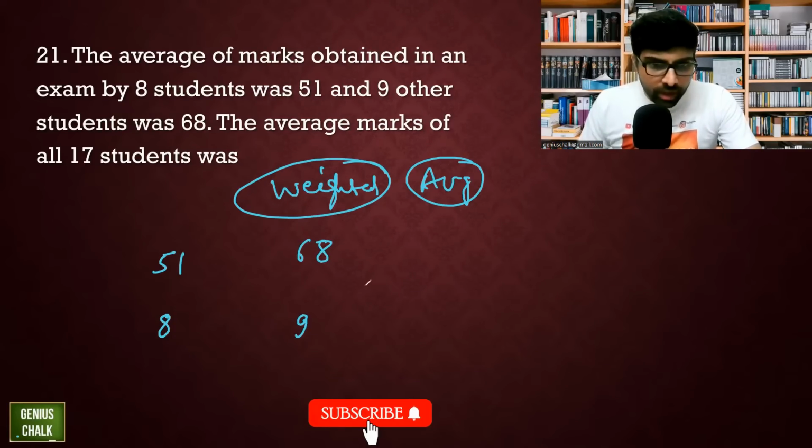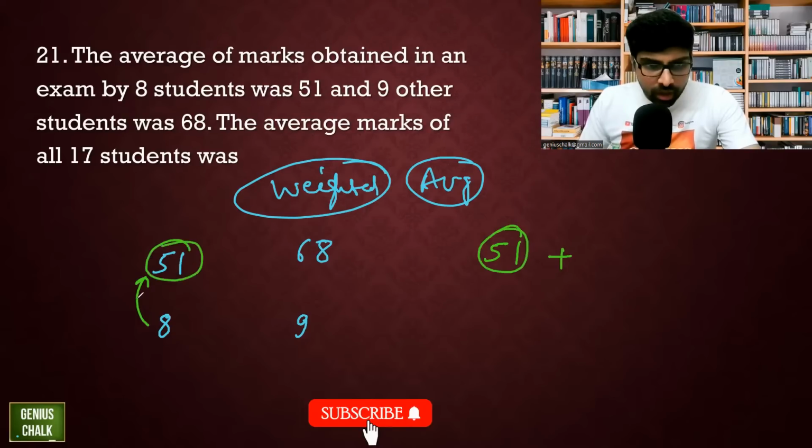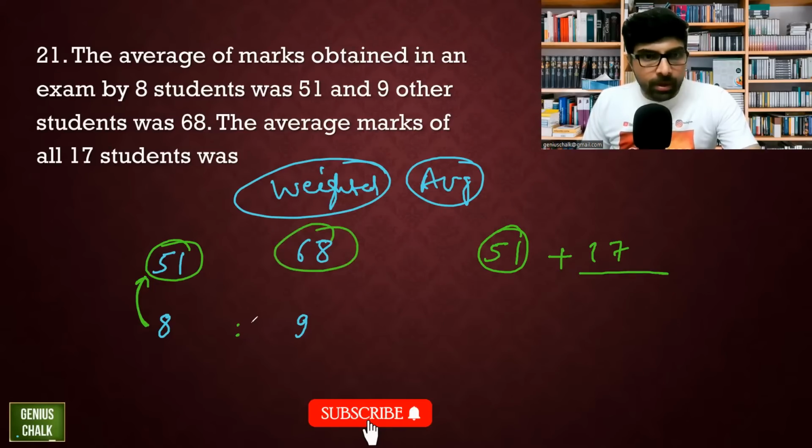So let's say for these 8 students the average is 51 only. That means these 8 students have got 51, and there is no change in this average. Now, it is 68. How much extra is it? 68 is 17 extra. And this 17 extra has to be divided among all the 17 students.